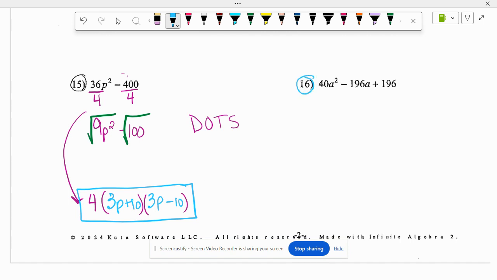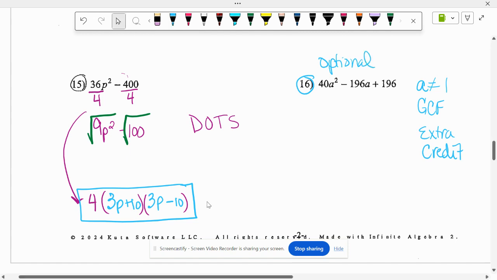Number 16, another A does not equal 1, contains a GCF, also going to be extra credit. So this is another one of the optional ones.